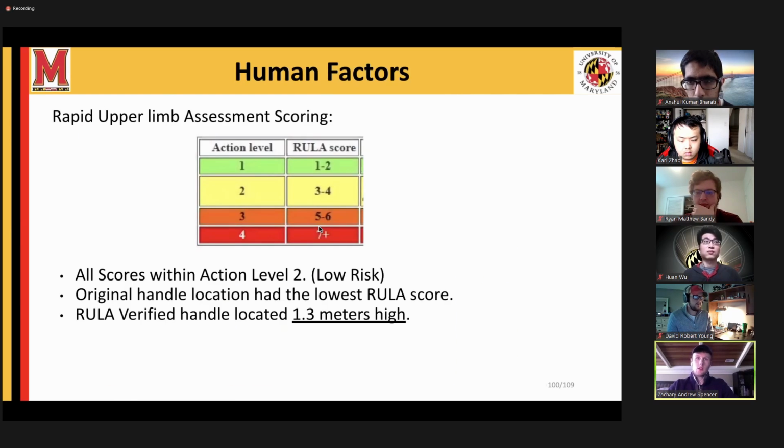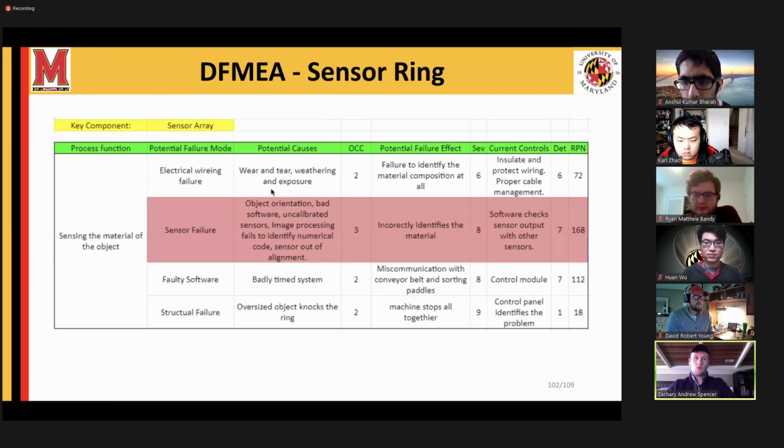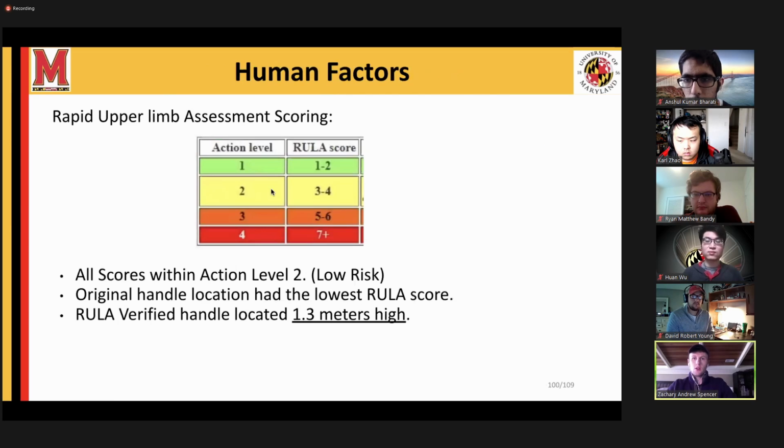So this is the rubric for the assessment. All handle locations fell in action level 2, meaning low risk for the user. The original location had the lowest assessment score, so the height was verified to 1.3 meters high. There is some error with the Jack software virtual testing. As a result, real-life testing would be recommended to finalize the handle location.